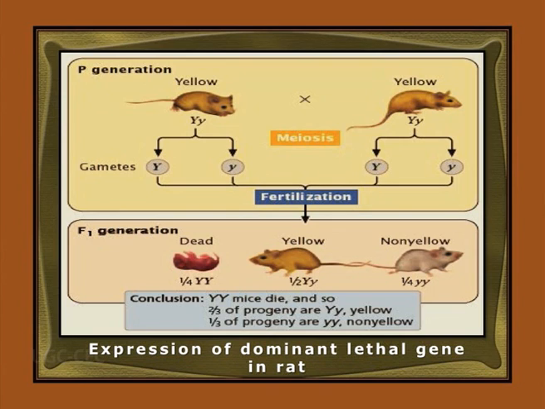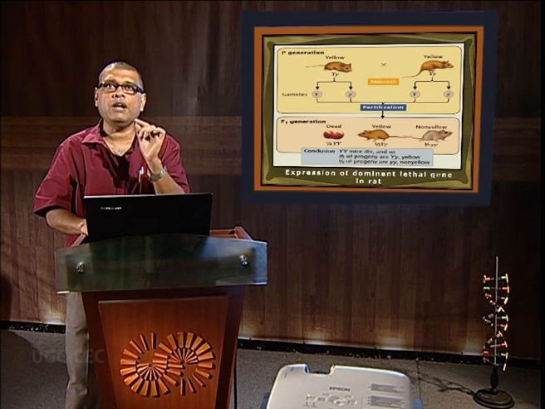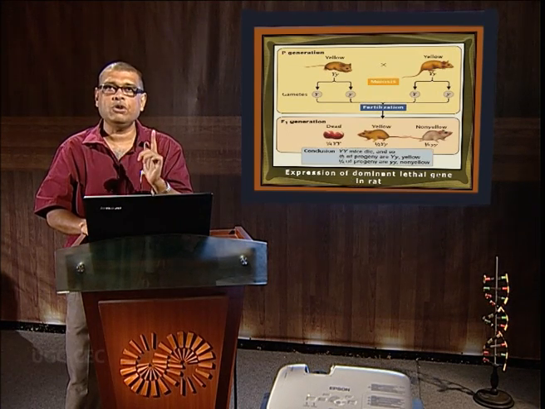The example of lethal gene in rat is another unique example where the yellow coat color in pure condition is causing death. So a cross between two hybrid yellow will produce two hybrid yellow and one white, and the dominant yellow will die because this is the dominant lethal gene. So the ratio becomes 2:1 instead of 1:2:1.